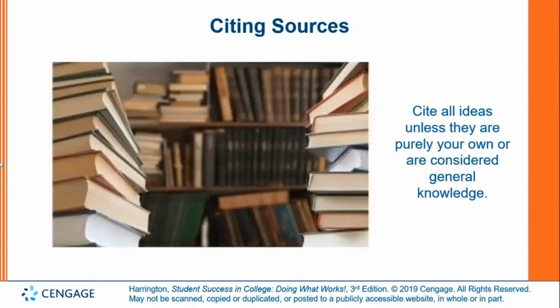Now, here's a little word to the wise. Common knowledge is something that you can find in many different sources. So, for example, the date of Abraham Lincoln's death. You can find that date in many encyclopedias. You can find it online. You can find it in many biographies that have been written about Abraham Lincoln. You can find it in many history books. That is what is known as common information, common knowledge. So actually, you don't have to cite that information.